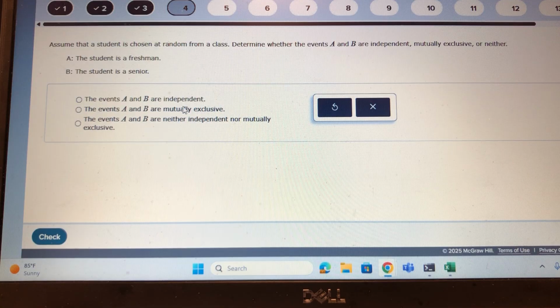Okay, here's the idea about independent or mutually exclusive or neither. Or I guess you could have both too, but they don't have that as a possibility here. So a student is a freshman and a student is a senior. So if you tell me somebody's a freshman, that's the first event. Can they also be the second event at the exact same time? Can you be a freshman and a senior at the same time? No. So they're not mutually exclusive.